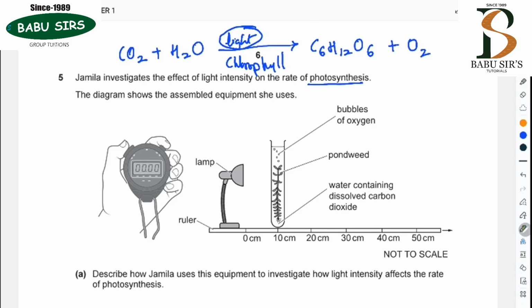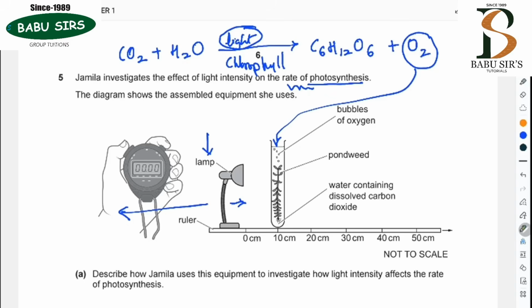So, what will she do? She will change the light. Now, how to change the light? The light is provided by this lamp. So, you can decrease the distance or increase the distance, and the light intensity will change. And you can check the rate of photosynthesis, that means the speed of photosynthesis, by the number of oxygen bubbles that you can see here.